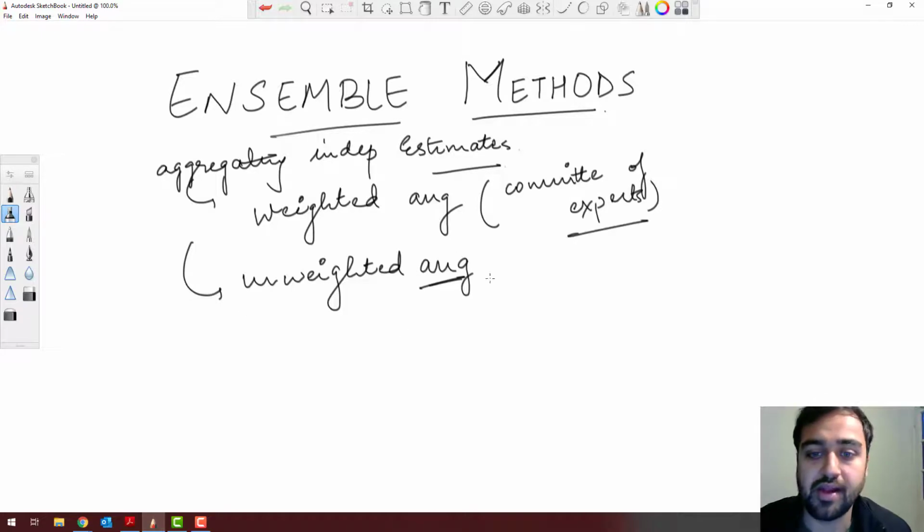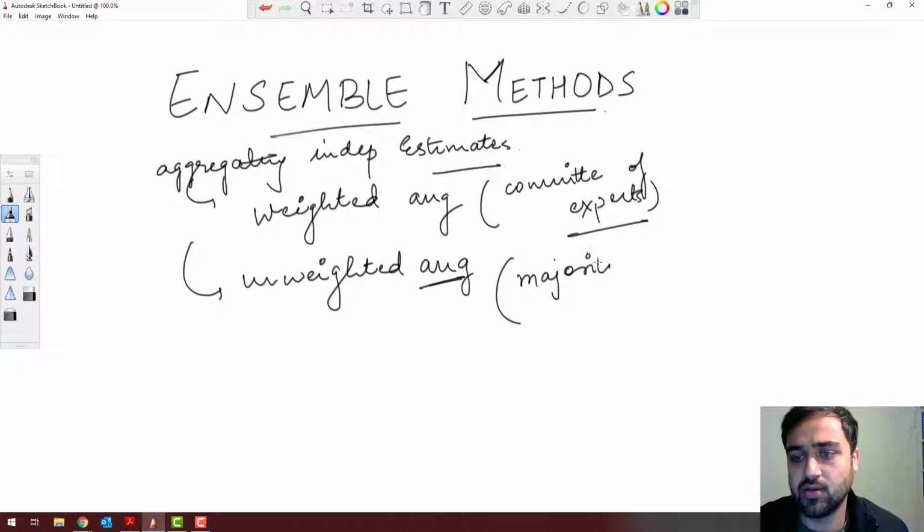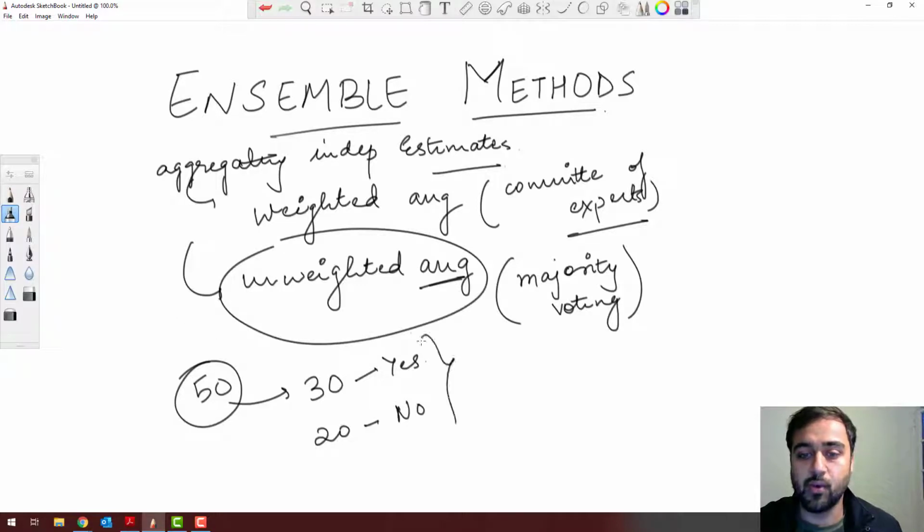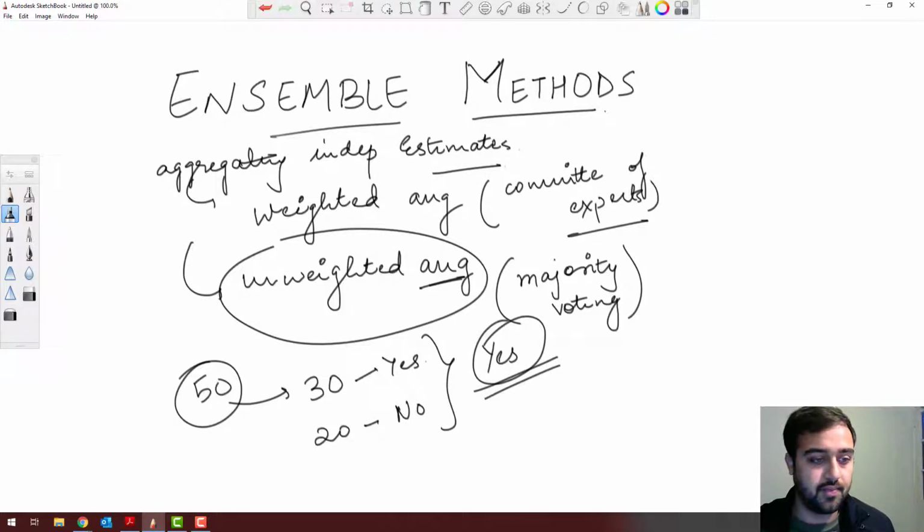And if we're using unweighted average, we use majority voting, right? By majority voting, I mean, like in the random forest, let's say there are 50 decision trees. Out of these 50 decision trees, 30 say yes for a class and 20 say no. So if you're using unweighted average, we'll use majority voting, right? So yes has more votes, therefore the output of the random forest would be yes, right? So these are a few of the ways your ensemble methods work.